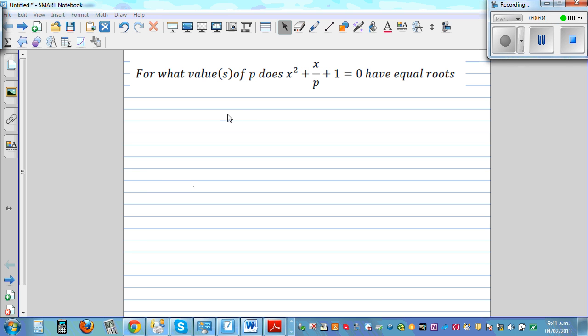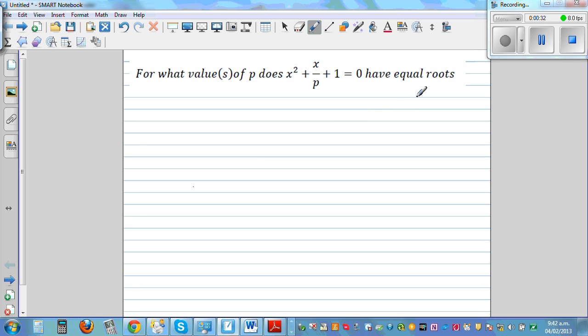For what value or values of p does the equation x squared plus x over p plus 1 equal to 0 have equal roots? This is the type of question asked at NCL level 3, where you can't use a graphic calculator to get the answer. Here you have to have a clear understanding of how to solve a quadratic equation.